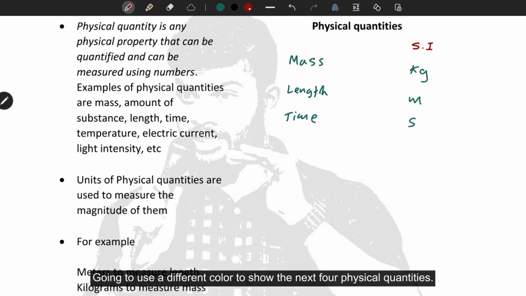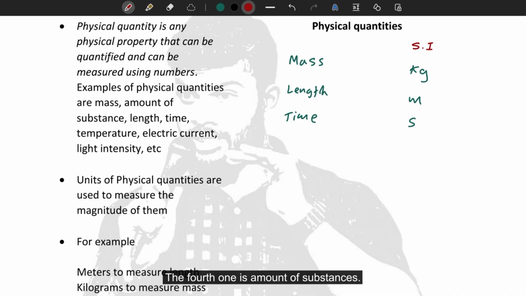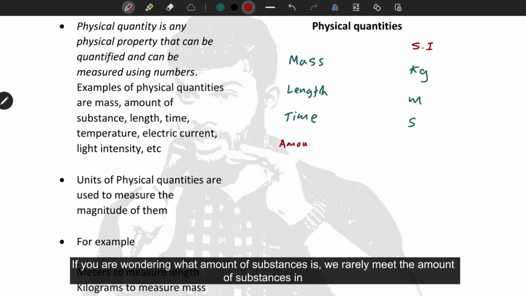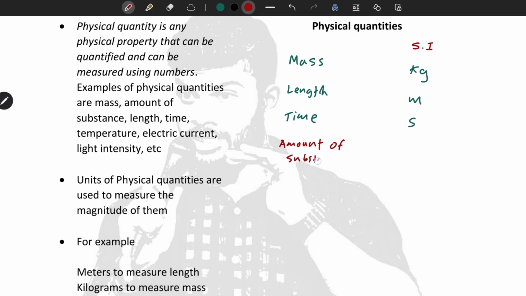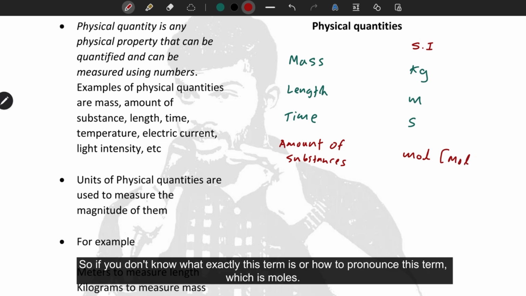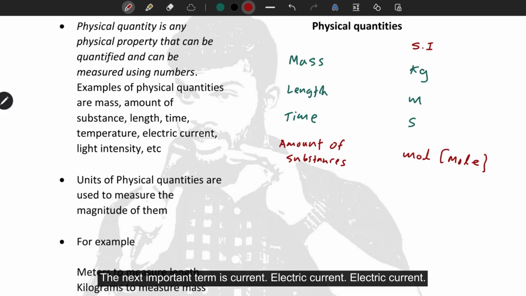I'm going to use a different color to show the next four physical quantities. The fourth one is amount of substances. If you're wondering what amount of substances is, we rarely meet it in physics, but you'll frequently meet this concept in chemistry. We use moles to measure this. So if you don't know what exactly this term is or how to pronounce it, it is moles. And then we meet one of our friends.